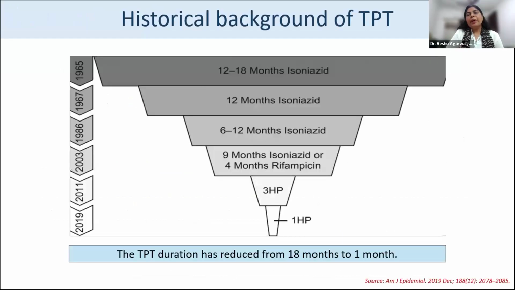Coming to the historical background, TPT is not something new. It has been discussed since 1965. In the national program, we adopted TPT in 2016, where we started with a 6-month regimen of isoniazid. But with time, things have evolved, and we have safer, simpler, and shorter regimens. We now have a 1-month regimen available, which we will be discussing in more detail.